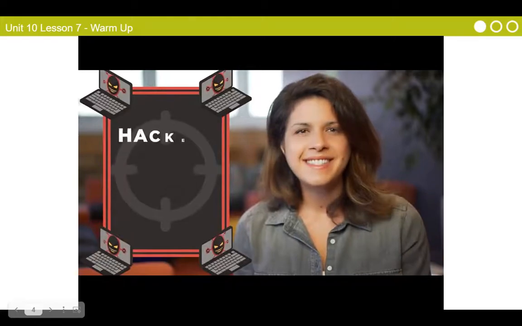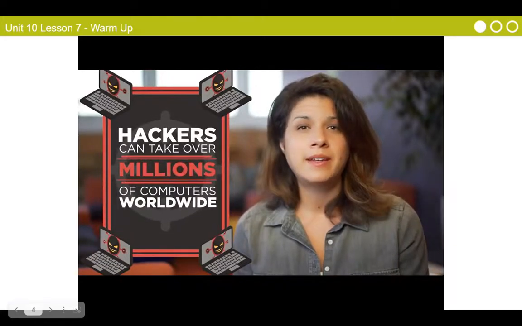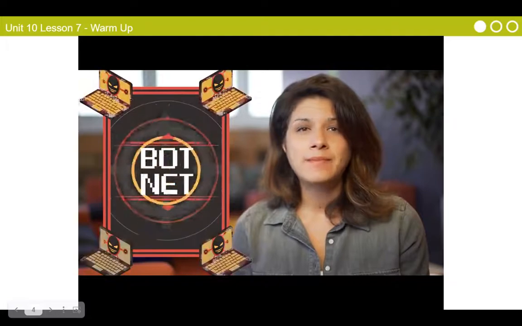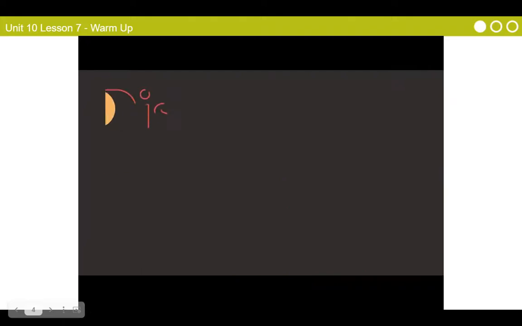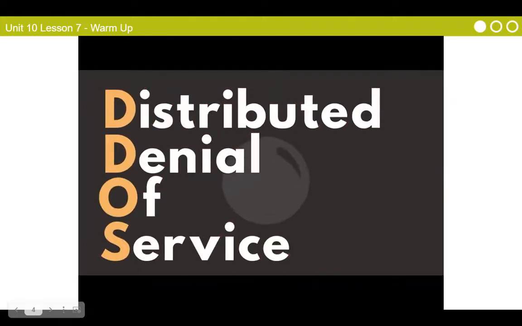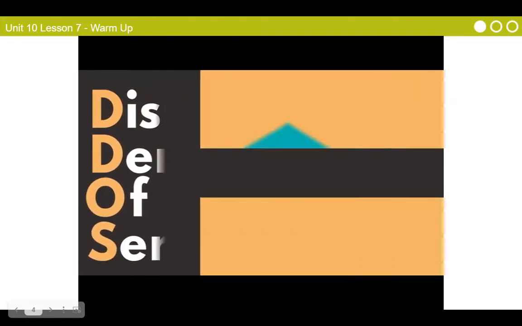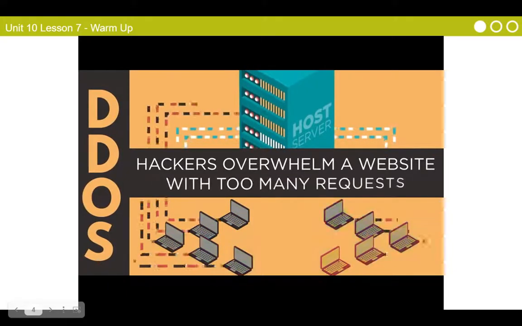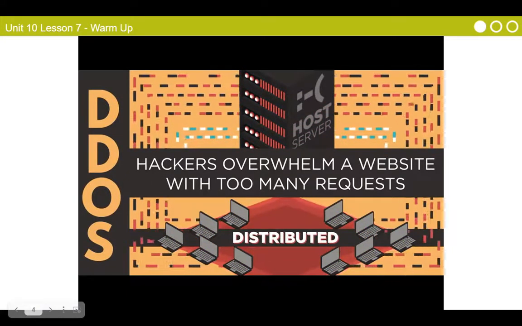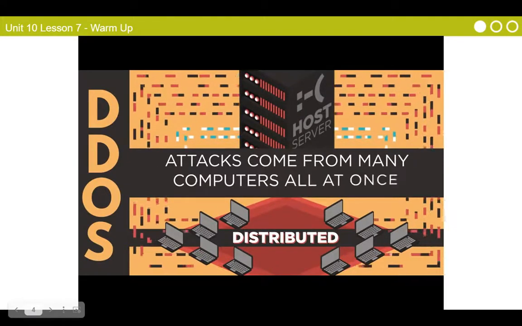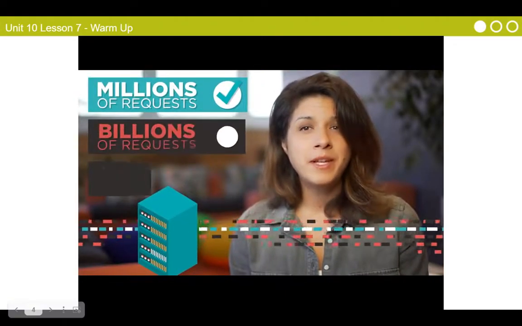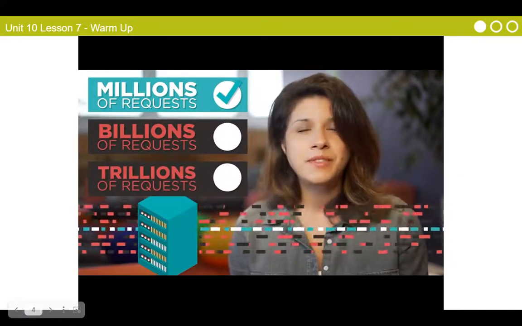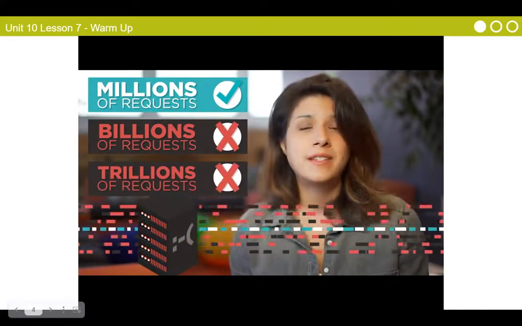Using computer viruses, hackers can take over millions of computers worldwide, and then use them as a digital army, otherwise known as a botnet, to attack and take down websites. This kind of attack is called a distributed denial of service. A denial of service is when hackers overwhelm a website with too many requests. We call it a distributed denial of service when the attack comes from many computers all at once. Most websites are ready to respond to millions of requests a day, but if you hit them with billions or trillions of requests coming from different places, the computers are overloaded and stop responding.